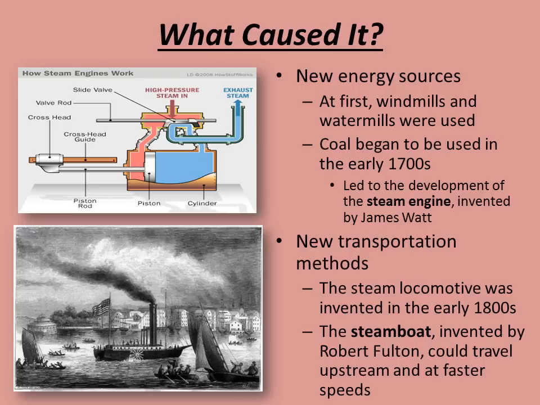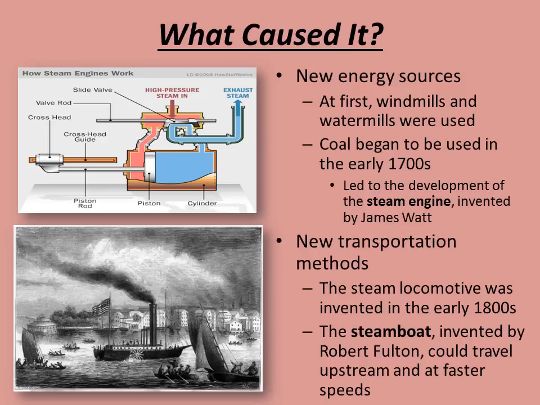What began to be seen in the early 1700s was coal, which led to the development of the steam engine. And there's a diagram there of how a steam engine works. You basically burn coal, which creates high pressure steam that goes into this machine and causes the piston to move and create energy. That really revolutionized the way factories worked, and it made it possible to build factories away from sources of water, for example. You didn't have to be on a river to make a factory go.